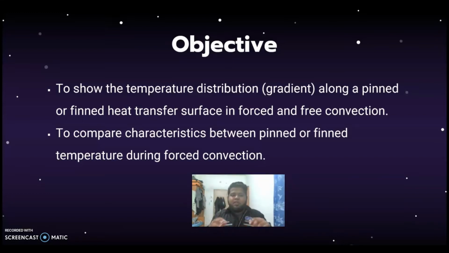Then, to compare the characteristics between pin or fin temperature during forced convection, where each surface has a different heat dissipation characteristic. So we are going to compare between the pin and also the fin surface, and this will enable us, when applying this to real life situations or during design, to choose a more efficient or better heat sink, because the pin and fin surfaces are mostly used for heat sinks.